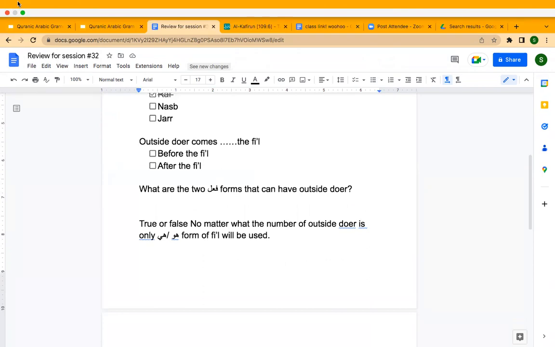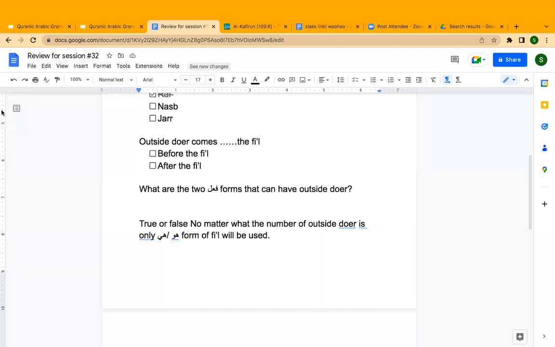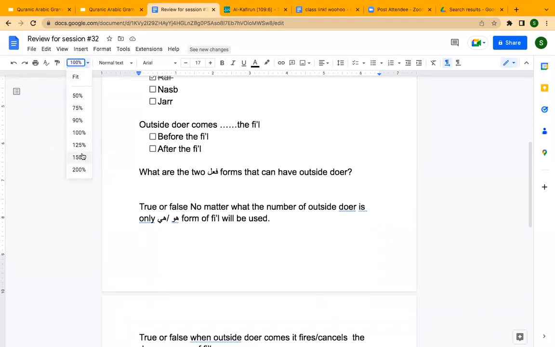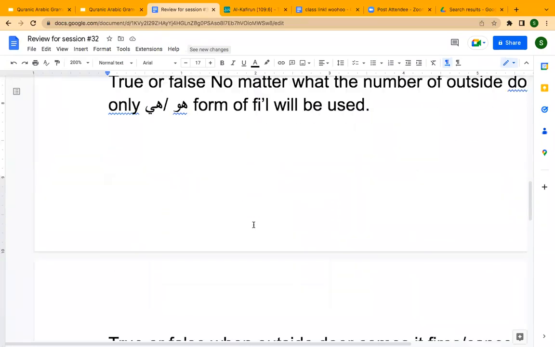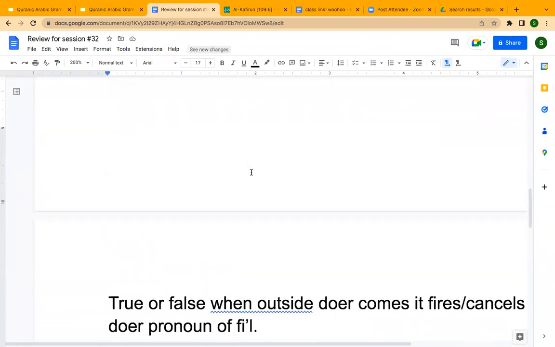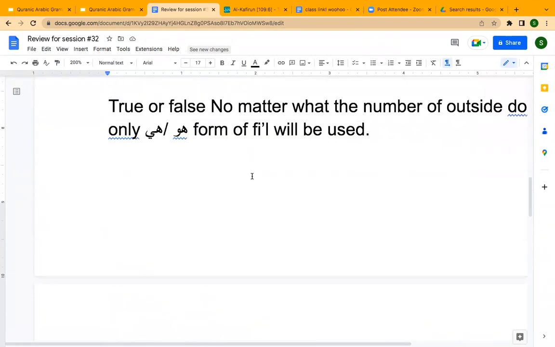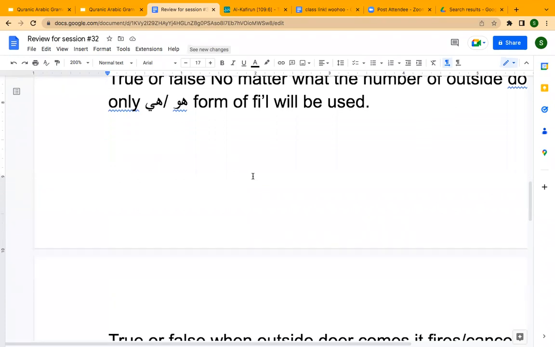Okay. So the question is, true or false? No matter what the number of the outside doer is, only the huwa and hiya form of the fail will be used. What do you think? It's true. Very well done. No matter what the number of people who are doing the action is, your outside doer can be any number, but you will only use the huwa and hiya form of the fail. Okay, keep that in mind, inshallah.